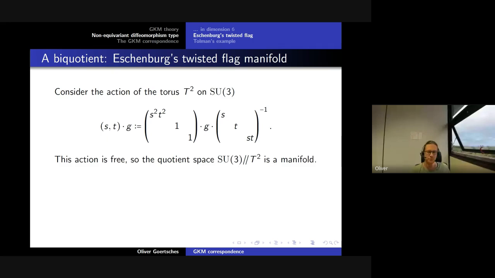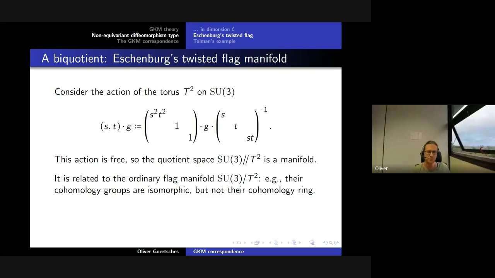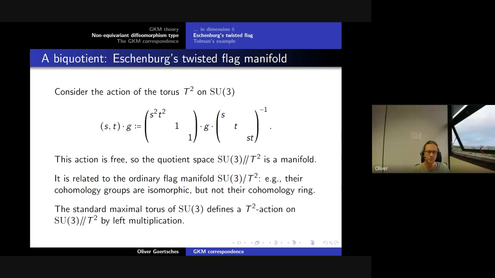Okay, so this is Eschenburg's flag manifold. It is somehow a little bit similar. The definition is a little bit similar to the definition of the ordinary flag manifold, but it's really a different manifold. For example, the cohomology groups are isomorphic, but the cohomology ring of these two spaces is not isomorphic. Okay, so it's really a different manifold.